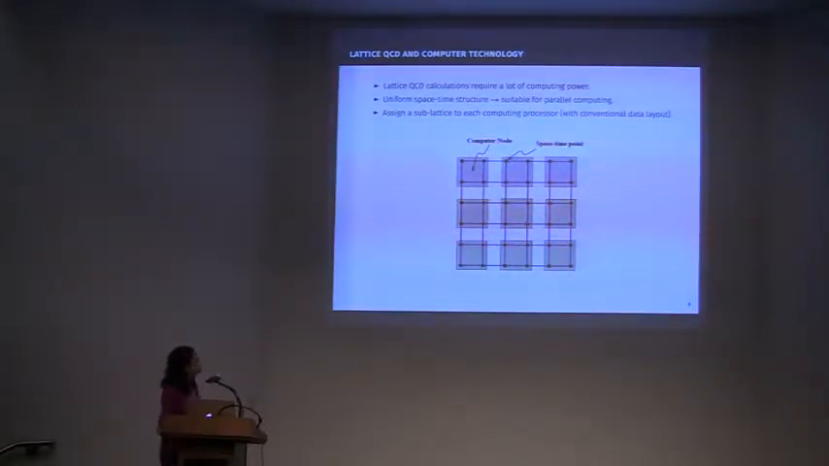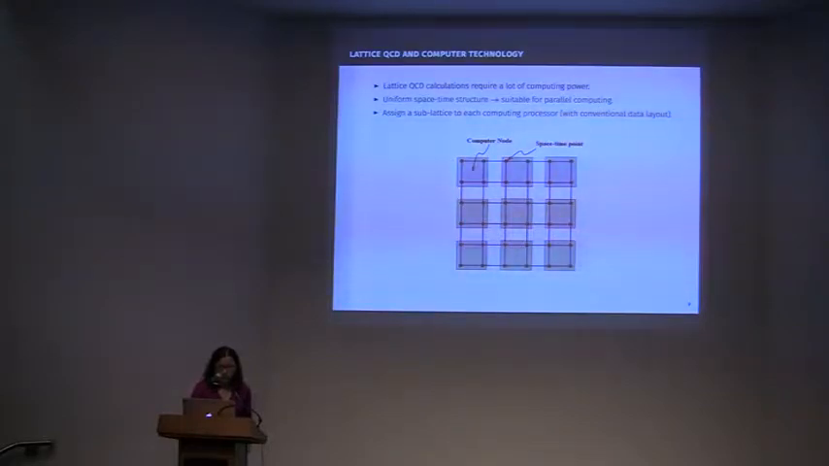And luckily for us, the uniform space-time structure of the calculation makes it very good for parallel computing. So here is just a sketch of how we parallelize our calculations. This is in the 2-dimensional space-time, of course, and the dots are the lattice sites in our simulations, and the squares are the compute nodes. And we basically just divide evenly the lattice to map onto the different compute nodes.